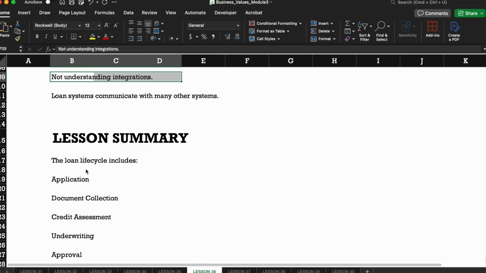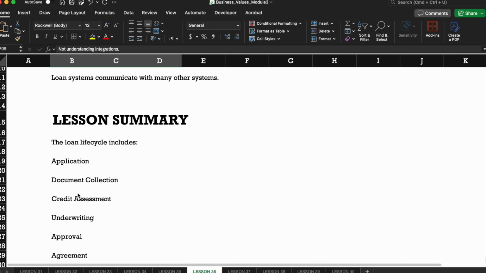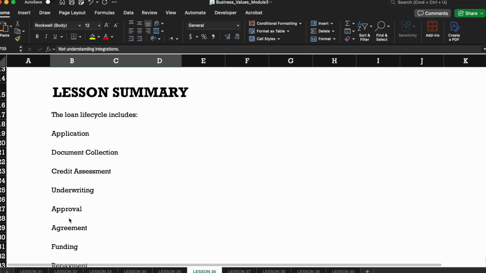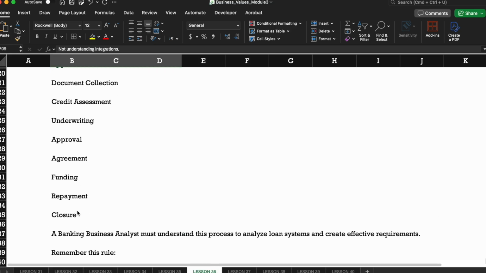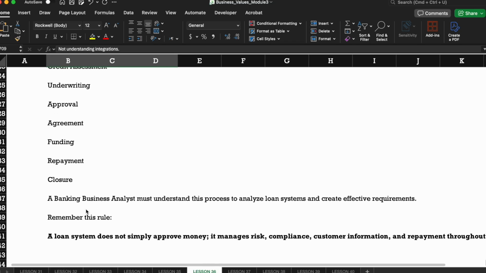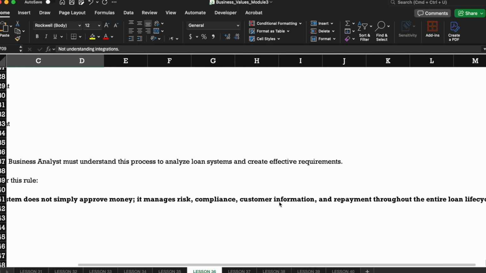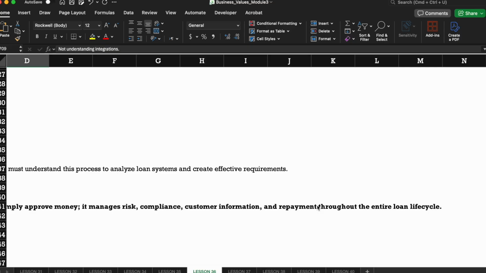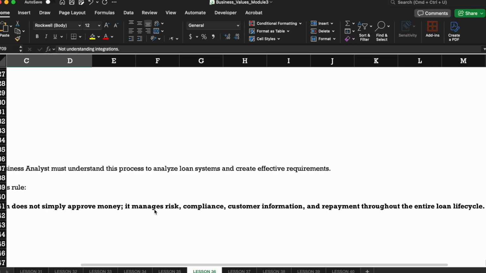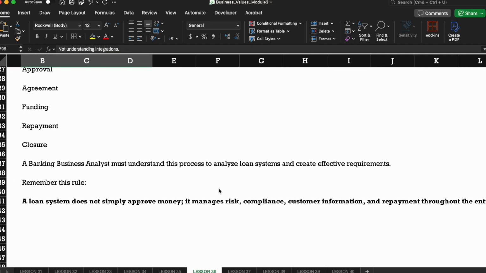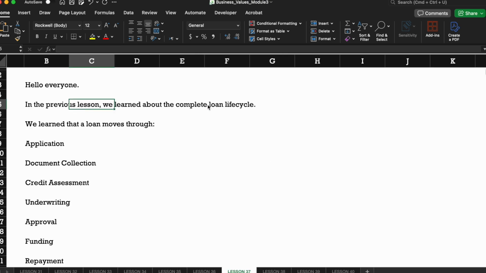Lesson summary: the loan lifecycle includes application, document collection, credit assessment, underwriting approval, agreement, funding, repayment, and closure. A banking business analyst must understand the process to analyze loan systems or create requirements effectively. Remember this rule: a loan system does not simply approve money, it manages risk, compliance, customer information, and repayment throughout the entire loan's life cycle. So that's the end of lesson number 36. Thank you.